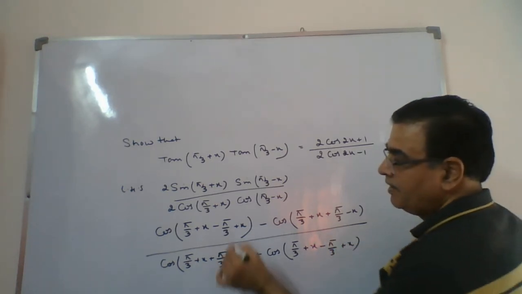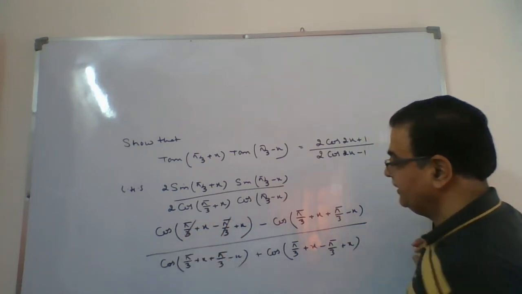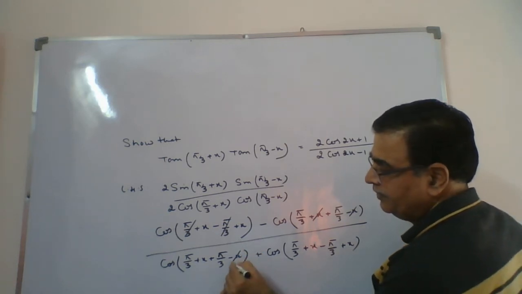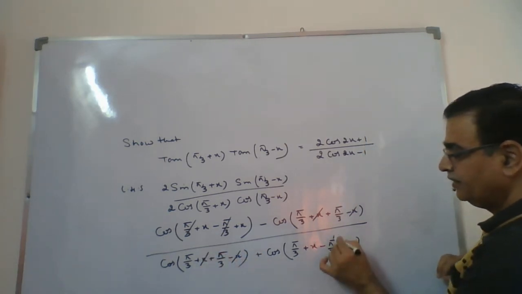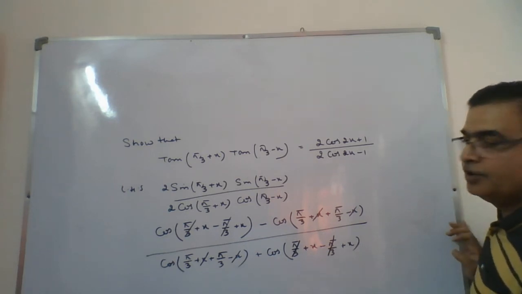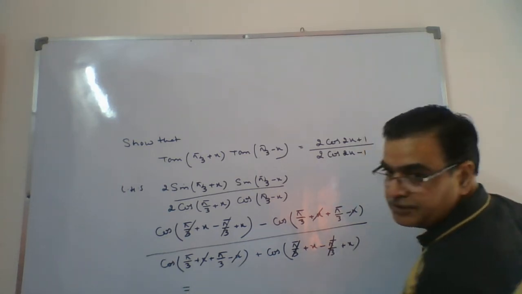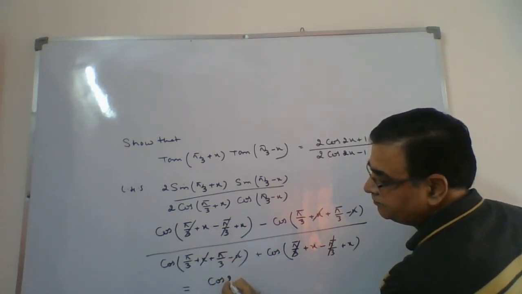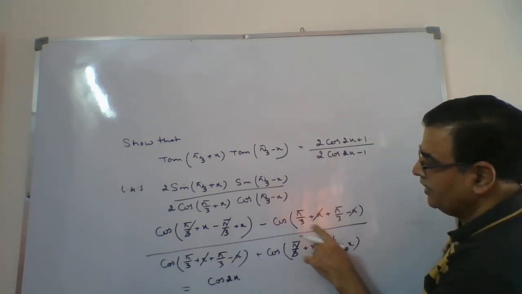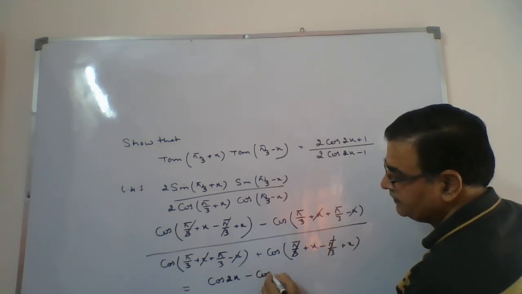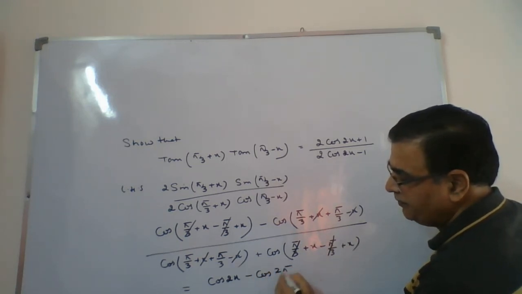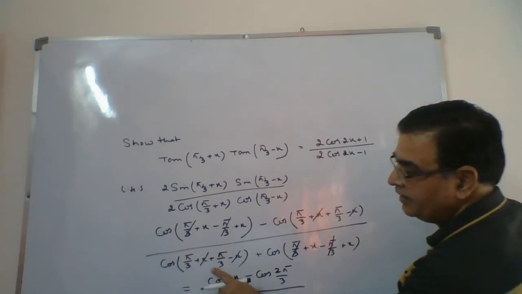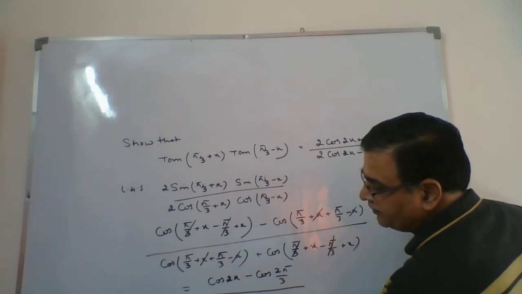Write this way. π/3 and π/3 get cancelled out. Here x gets cancelled out. Here x gets cancelled out. Here π/3 gets cancelled out. When you do this, what does the result come out to be? Cos 2x. This will come out to be minus cos(π/3 + π/3), which is 2π/3. Here it comes out to be cos 2π/3.